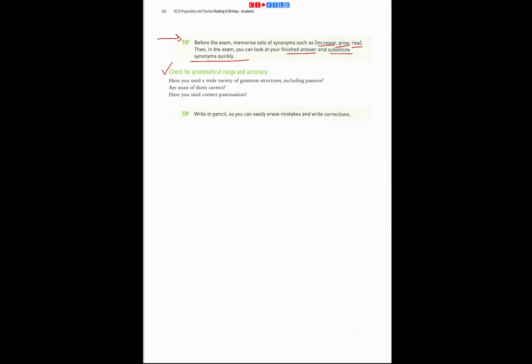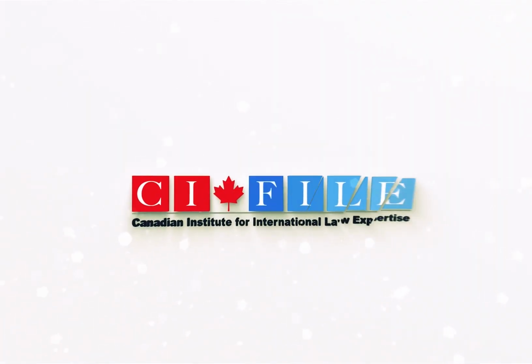Check for grammatical range and accuracy. Have you used a wide variety of grammar structures, including passives? Are most of them correct? Have you used correct punctuation? Listen to this tip. Write in pencil so you can easily erase mistakes and write corrections.